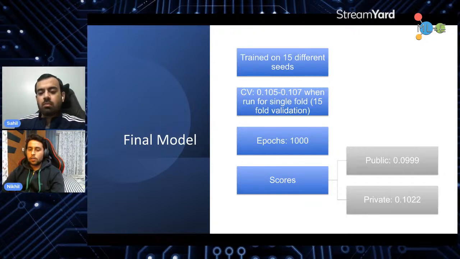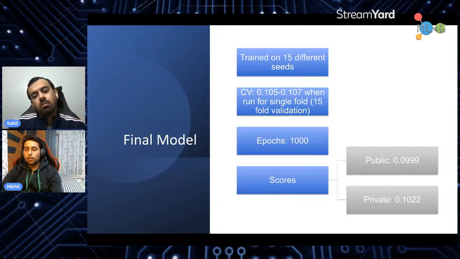So training on 15 different seeds is kind of similar to bagging, right? You train on different shuffled versions of the data, and then you combine the predictions, right? You can combine the predictions by, say, taking the median across all the different seeds. Yeah, so the CV was around 0.105 to 0.107 when we ran it for a single fold, right?